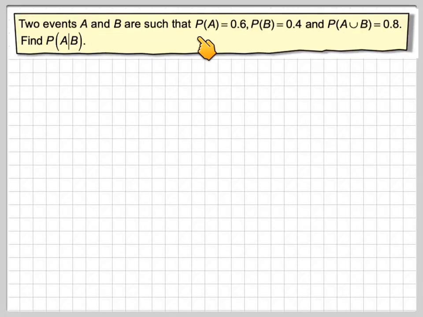Two events A and B are such that the probability of A is 0.6, the probability of B is 0.4, and the probability of A or B, or A union B, is 0.8. Find the probability of A given B. So this is not too difficult. So we take the information out.